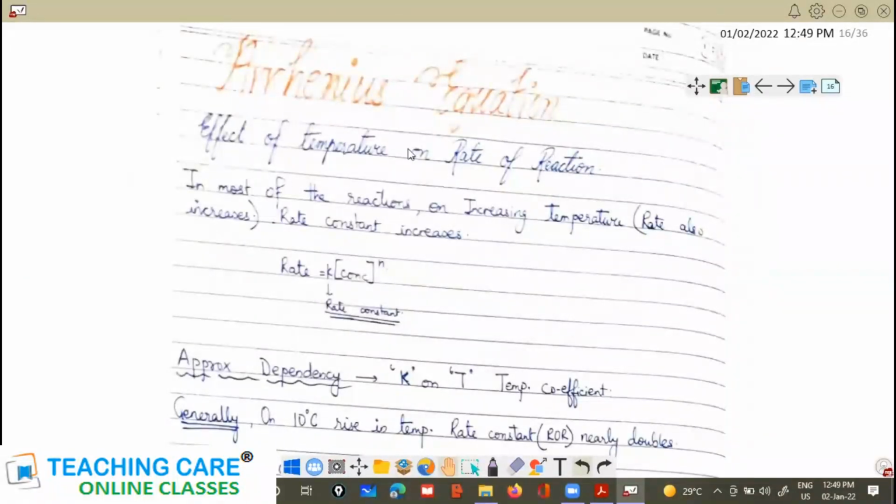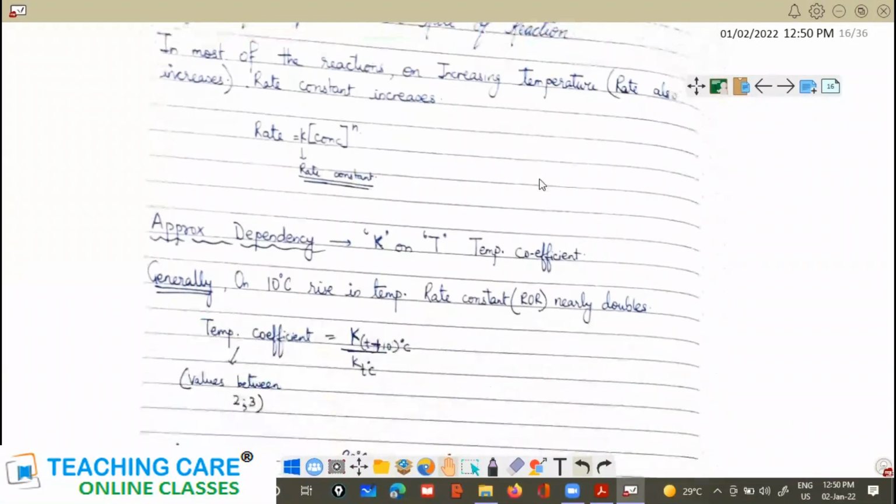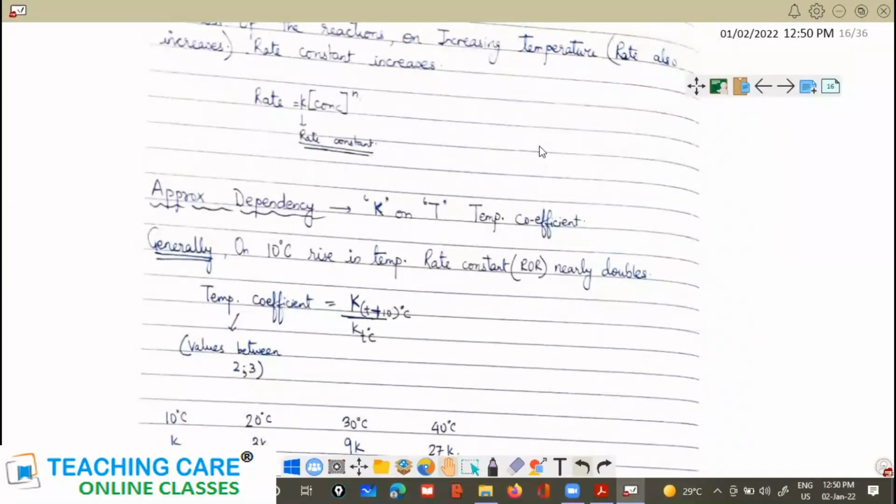Okay, the RNS equation: effect of temperature on the rate of reaction. In most reactions, on increasing temperature, rate also increases. That is, the rate constant increases, right? Means the value of K will also increase. So rate is equal to K, that is rate constant, into concentration to the power n. K depends on the temperature coefficient, not the time. Sorry, temperature. It is found that whenever a reaction was done, a 10 degree rise in the temperature made the rate of the reaction nearly double.